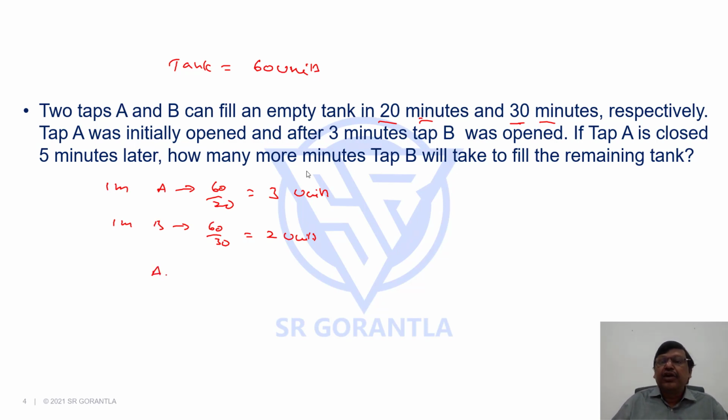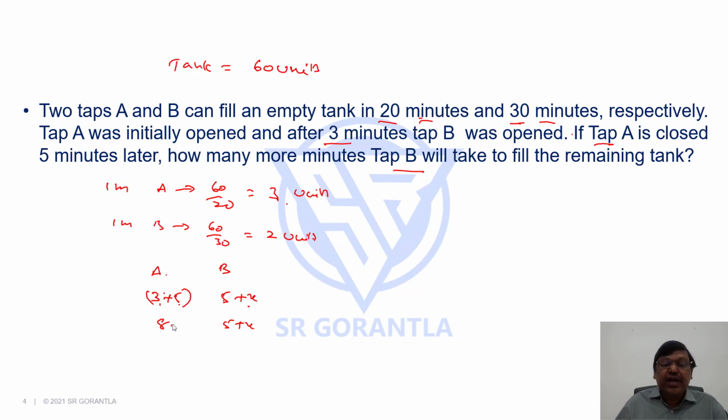Let's take A. Initial 3 minutes A was working alone. Then tap B was opened. Tap A was closed 5 minutes later, means for these 5 minutes both A and B are working. So A works for these 5 minutes, B also worked for 5 minutes. Then tap A is closed. Now how many more minutes tap B will take means B has to take another X minutes, means B will work for 5 plus X. So at the end of it, A worked for 8 minutes, 3 minutes alone, 5 minutes with the help of B. B worked 5 minutes with A and X minutes alone. So it is 5 plus X minutes. As we discussed, 1 minute work is 3 units.